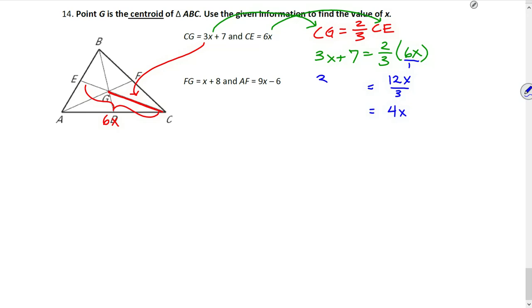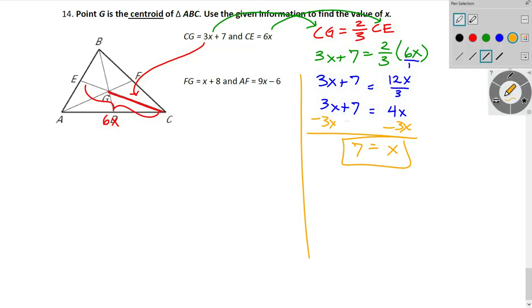So bringing this down, 3x plus 7 and 4x. Now this is looking more like things that I'm used to solving. I want to get my variables on one side and the constant terms, the whole numbers, on the other. I already have my whole numbers together on the left, so I will move this 3x to the right by subtracting 3x from both sides. And I get 7 is equal to 4x minus 3x, which is x, and that is the answer.